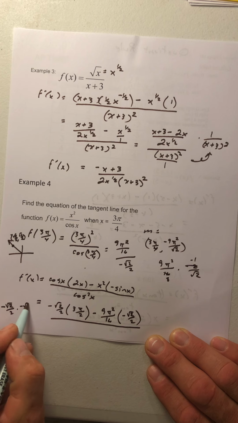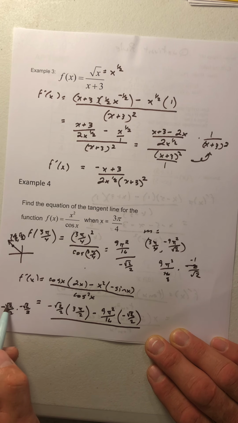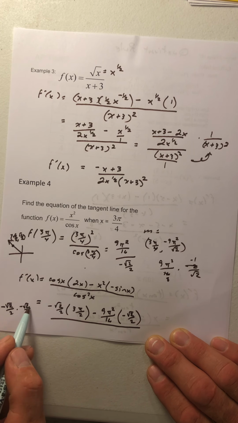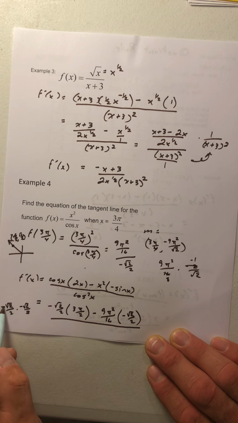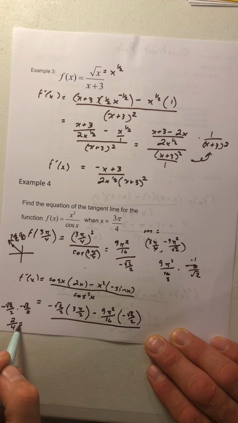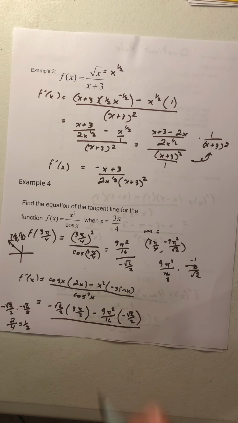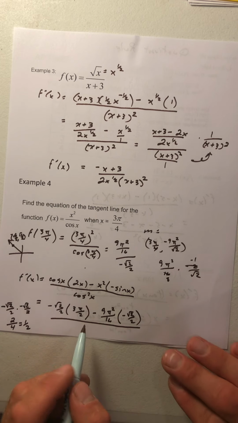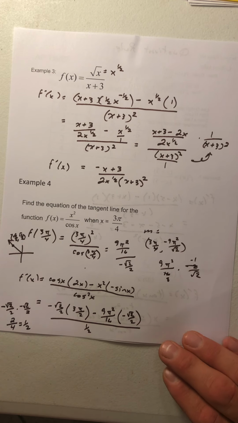That sounds cumbersome, doesn't it? Well, radical 2 times radical 2 is radical 4, or 2. Negative times a negative is positive. So we get a positive 2 in the numerator over 4, or we get a 1/2. So that gives us 1/2 in our denominator.